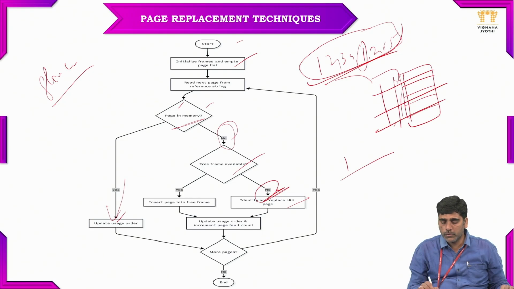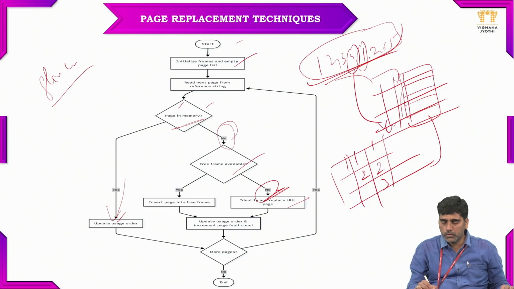Suppose 1 is loaded, 2 is loaded, and 3 is also loaded. Now the fourth page is requested to load, and the frames are full. Out of these 3 pages, which page has to be removed? Which page has to be removed depends upon the least recently used one.